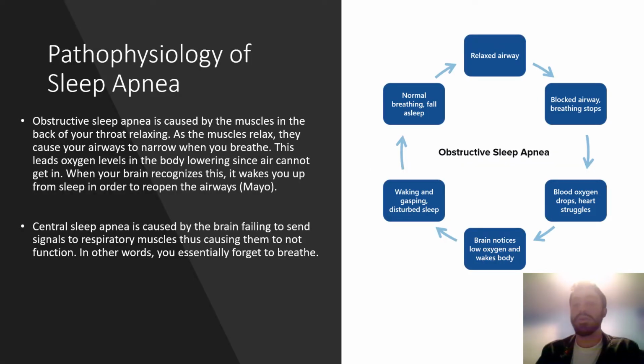So I'm going to go a bit more into detail about how sleep apnea occurs between the two different types. For obstructive sleep apnea, this is most often caused by the muscles in the back of your throat relaxing. I have a picture in a couple slides that will show this a bit better, but essentially, as the muscles relax in your throat when you are asleep, they can cause the airways in your upper respiratory system to narrow. As they narrow, less oxygen is able to go through that system, and when the brain recognizes this, it will wake the person up in order to reopen these airways.